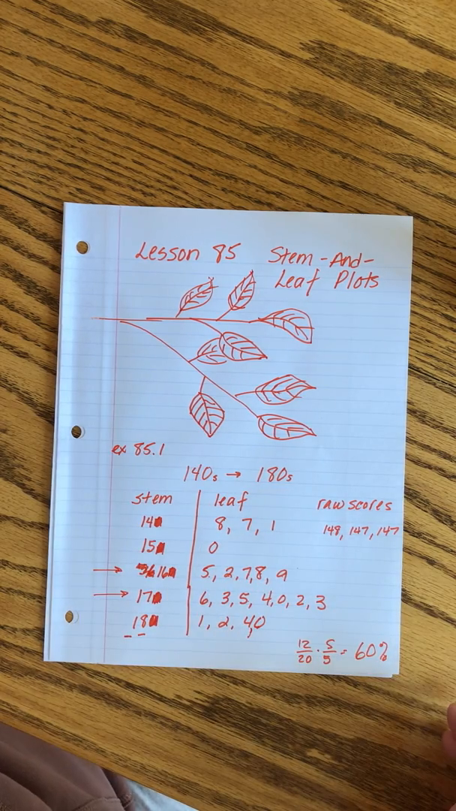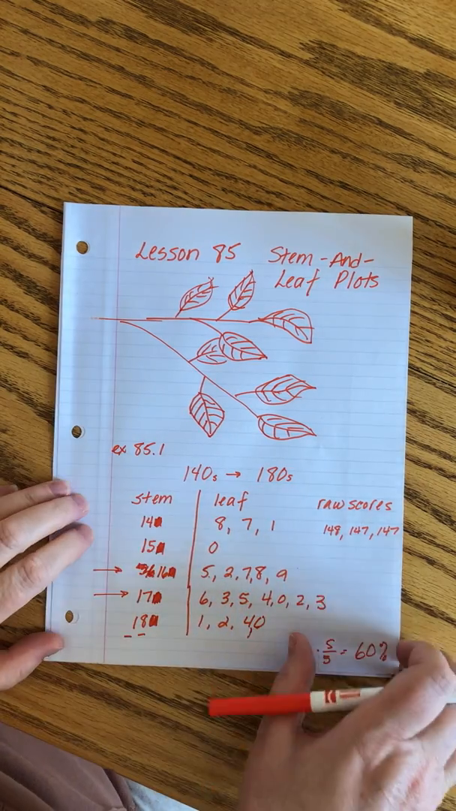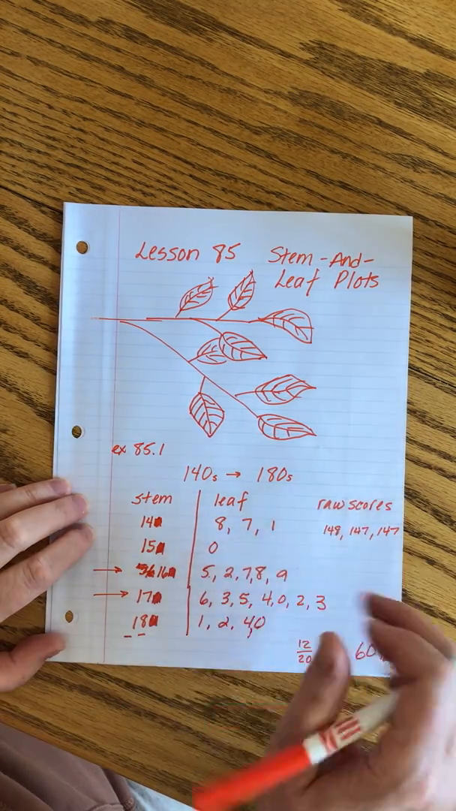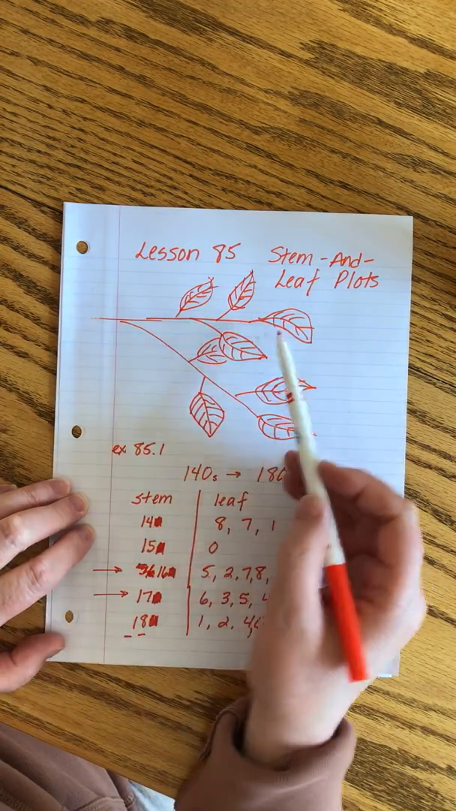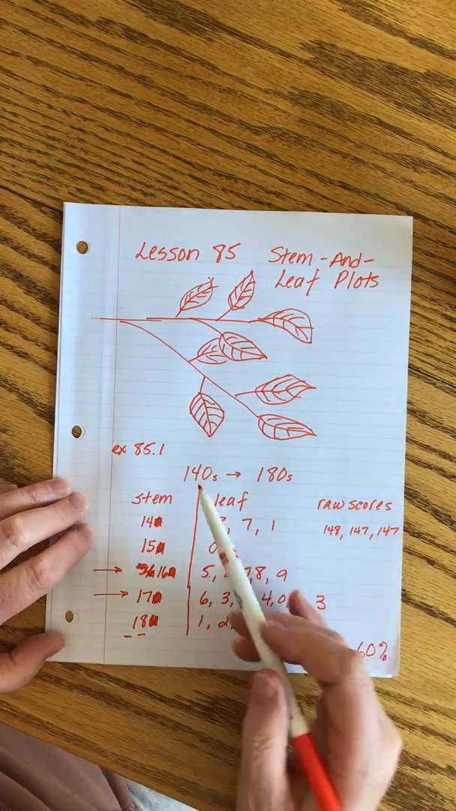So now we can see the value of this data. Here's another way we can use it. And now you can see how this picture, this is the stem, right? Like these are the 140s, these are the 150s, to draw a parallel to this.